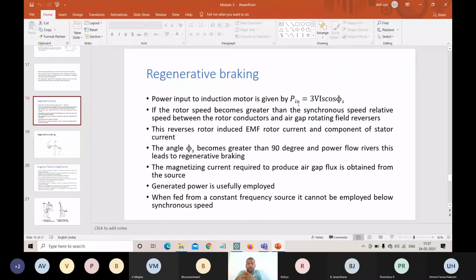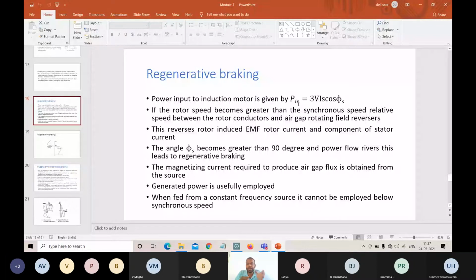So in day-to-day life, what we see here, these kinds of traction, that is the locomotives, use a braking system. That is nothing but the regenerative braking system. I hope you understood what is meant by regenerative braking and how it happens.